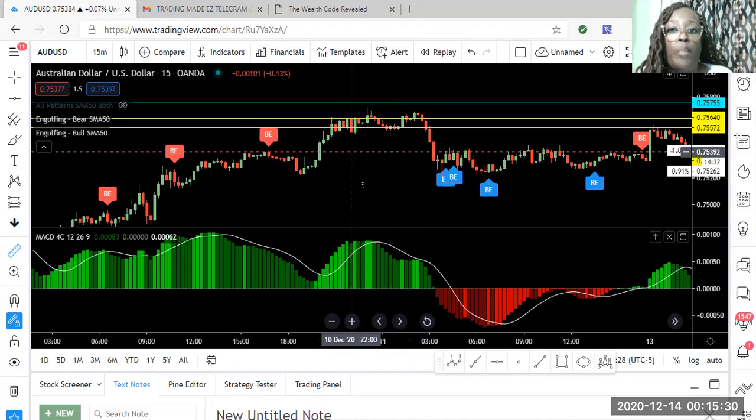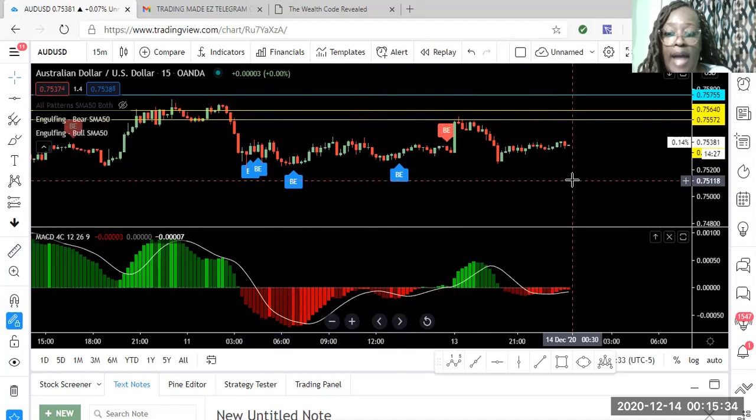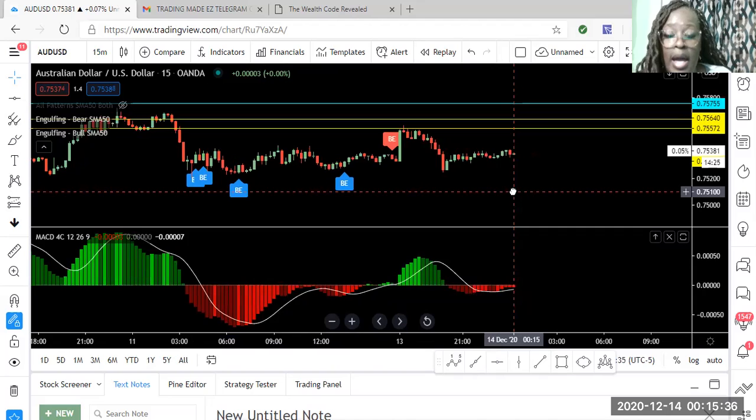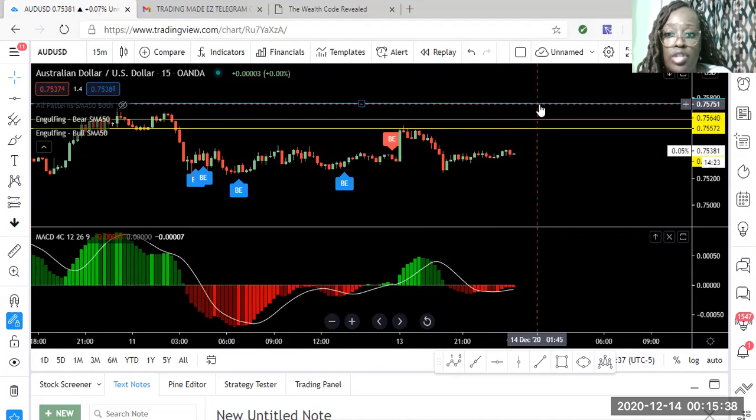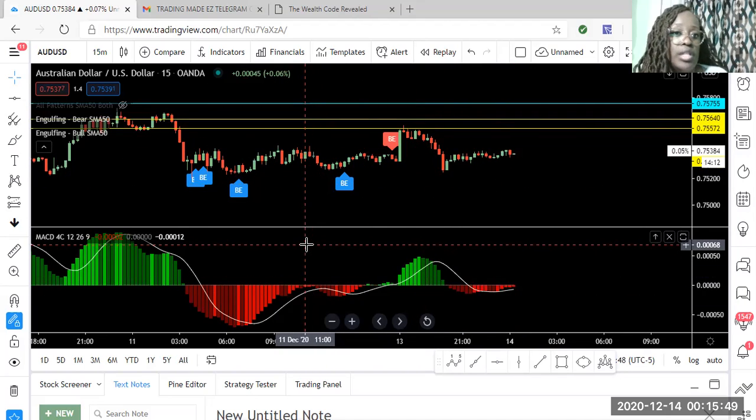Okay, so that's what we're waiting on for Aussie USD. I am selling Aussie USD, and I'm waiting for price to reach my daily resistance zone, right, which is right here. And then I'll be looking for the rest of my confirmations to add up.